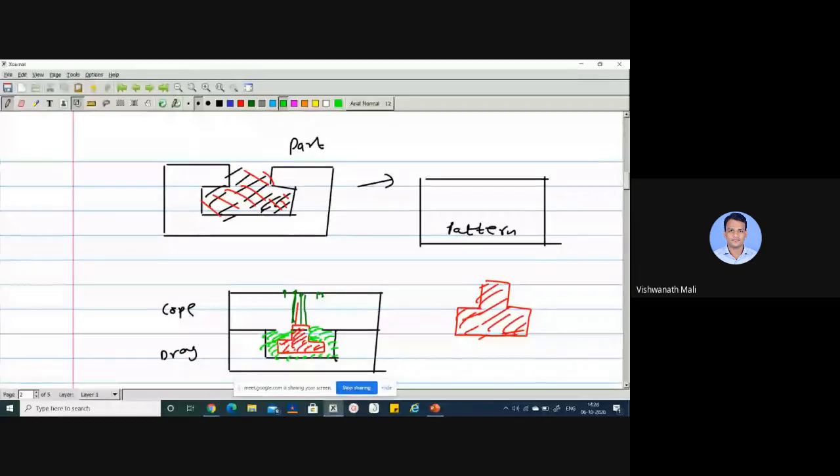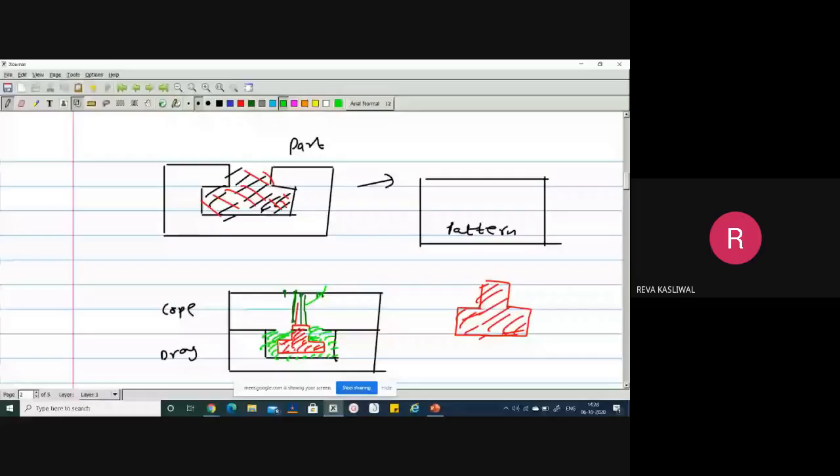Now in this case, it is not possible to support this core with the help of mold walls. That's why we need to hang this core with the help of these green wires. So that's why it is called hanging core, which is hung with the help of wires. Right? I understood this. Yes, sir. Thank you.